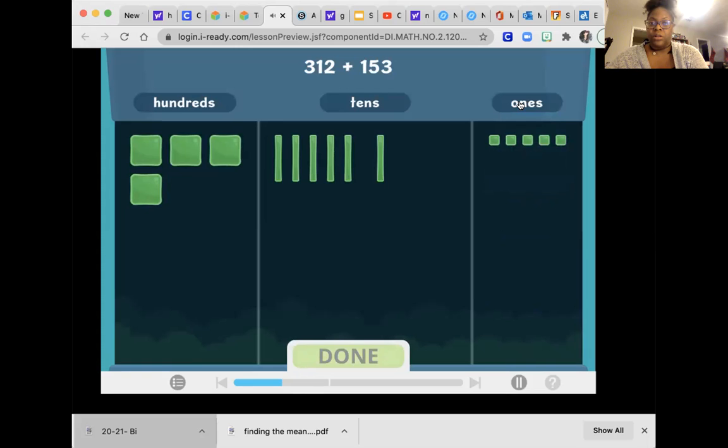Make a 10 or 100 if you can. So let's see if we can. 1, 2, 3, 4, 5, 6. That is not 10 tens, so this cannot make 100. And let's look over at our ones. We have 1, 2, 3, 4, 5. That is not 10 ones, so that cannot make a 10. So we're done here.